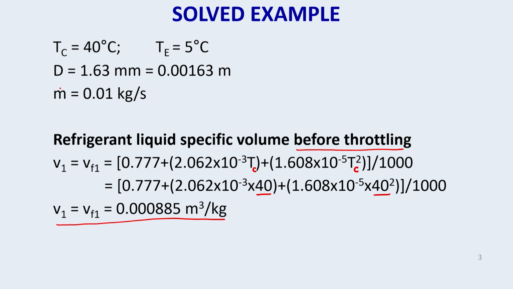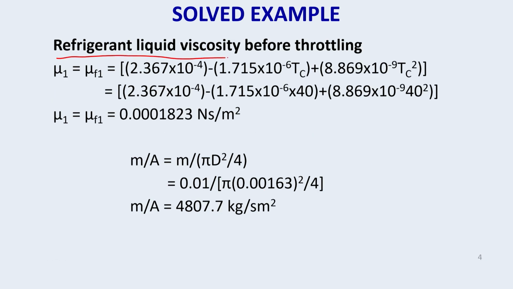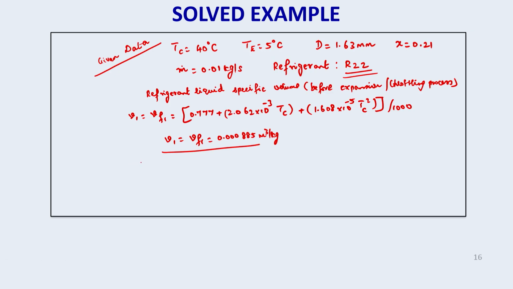0.000885 meter cube per kg. Next, the refrigerant liquid viscosity before throttling. Since it is before throttling, we have to substitute the temperature of the condenser. So, refrigerant liquid viscosity before throttling process.